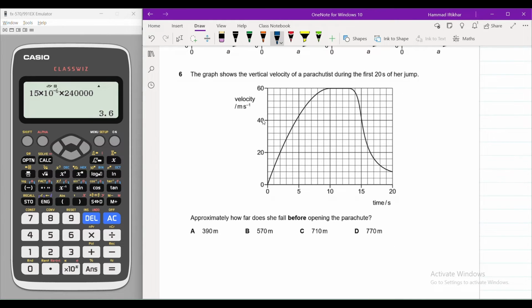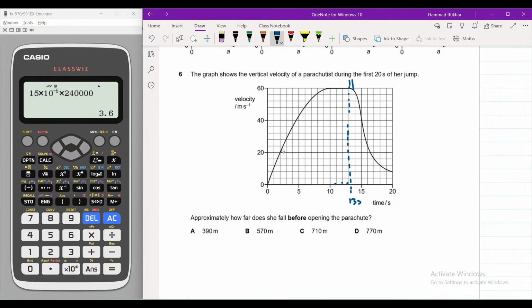The graph shows the vertical velocity of the parachutist during the first 20 seconds of her jump. Approximately how far does she fall before opening her parachute? So how to identify where her parachute opens? It's where a sudden decrease in velocity starts. So approximately right over here. Let's call that 11, 12, 13. Let's call that 13 seconds.